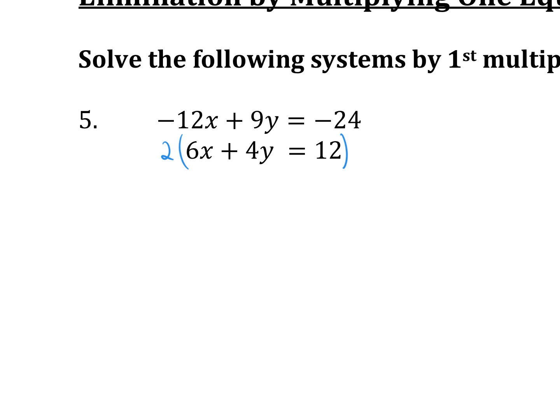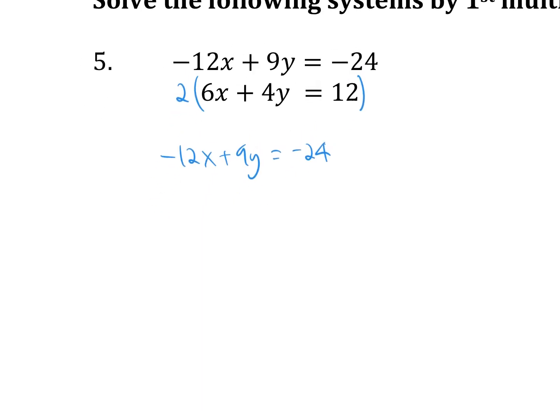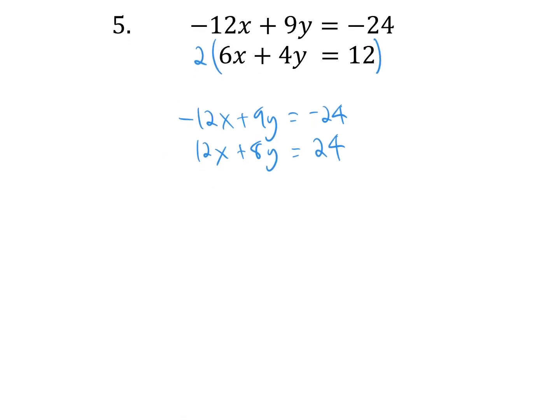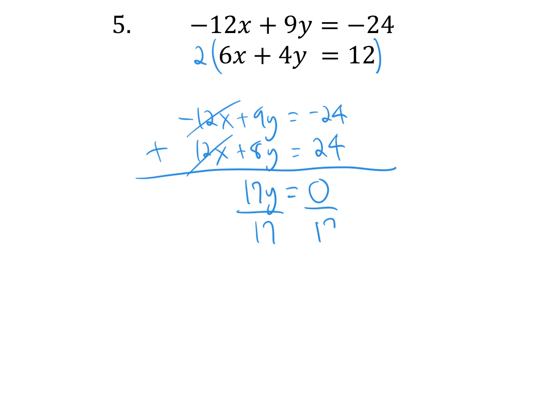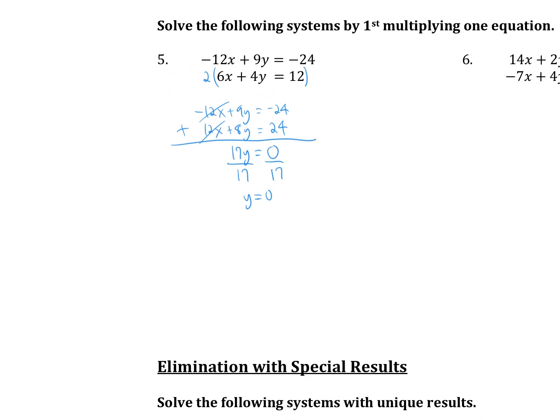6 times 2. So now we rewrite the equation here, -12x plus 9y equals -24. And the bottom, multiply everything by 2. We're going to get 12x plus 8y equals 24. Okay, now we have opposites here, so we can add straight down. -12x plus 12x cancels. 9y plus 8y is 17y. That's going to equal 0. And that's okay. You can have it equal 0 because we can still divide by 17, right? And so y is going to equal 0. It's okay for y to equal 0. Usually it's when there's weird things that it's not, but all right, cool.